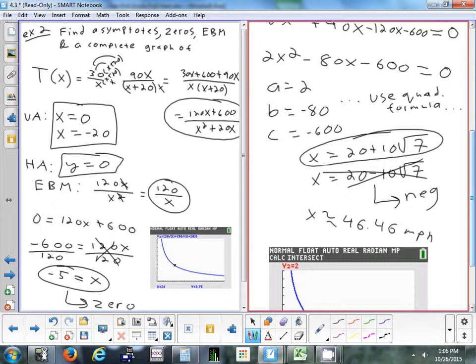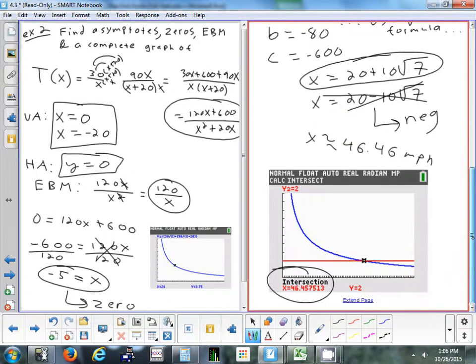But if you actually solve it out, would you get the 46.46 from the quadratic answer? Yep, if you rounded it off. In the book they give you the exact answer, but if you type in what they got and round it off, you do get 46.46. So is that an average speed? That's an average speed, yeah.